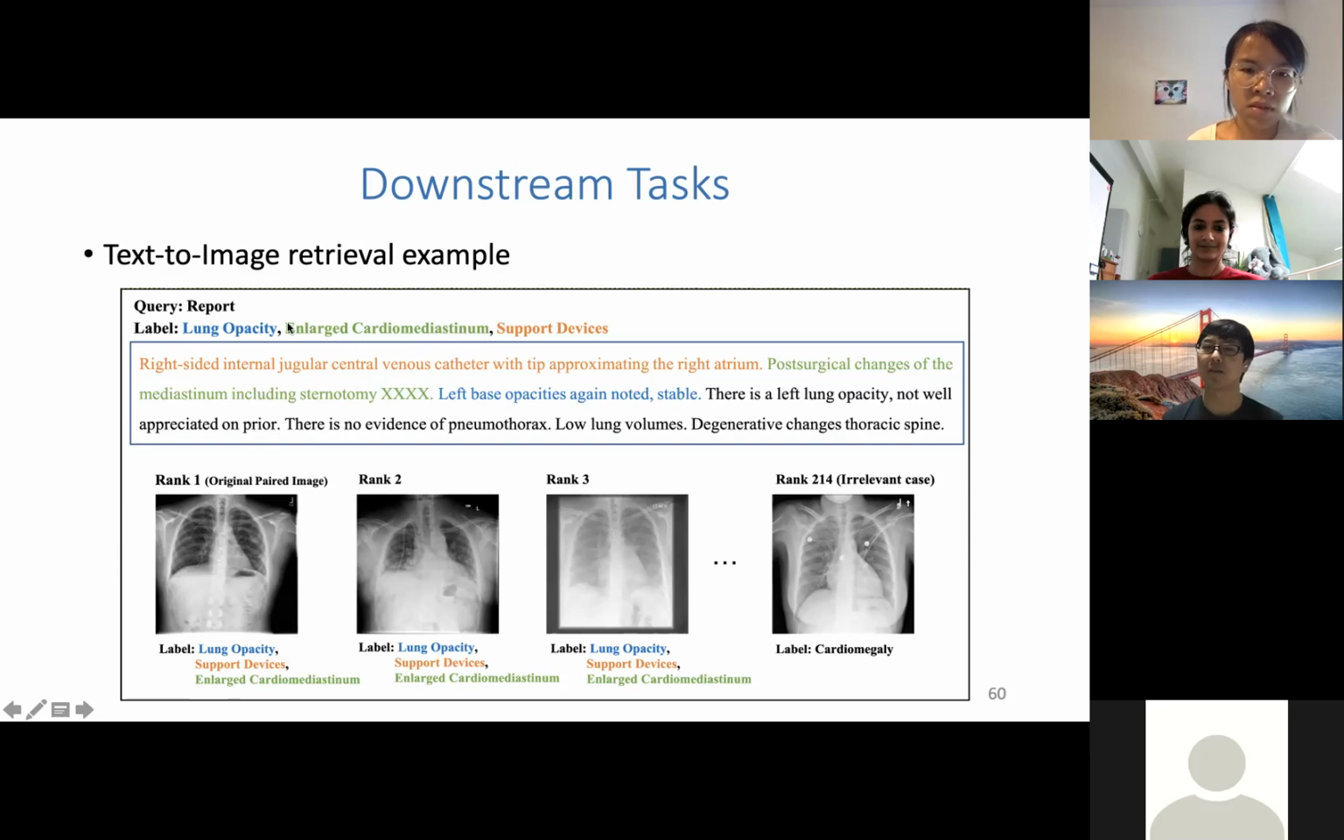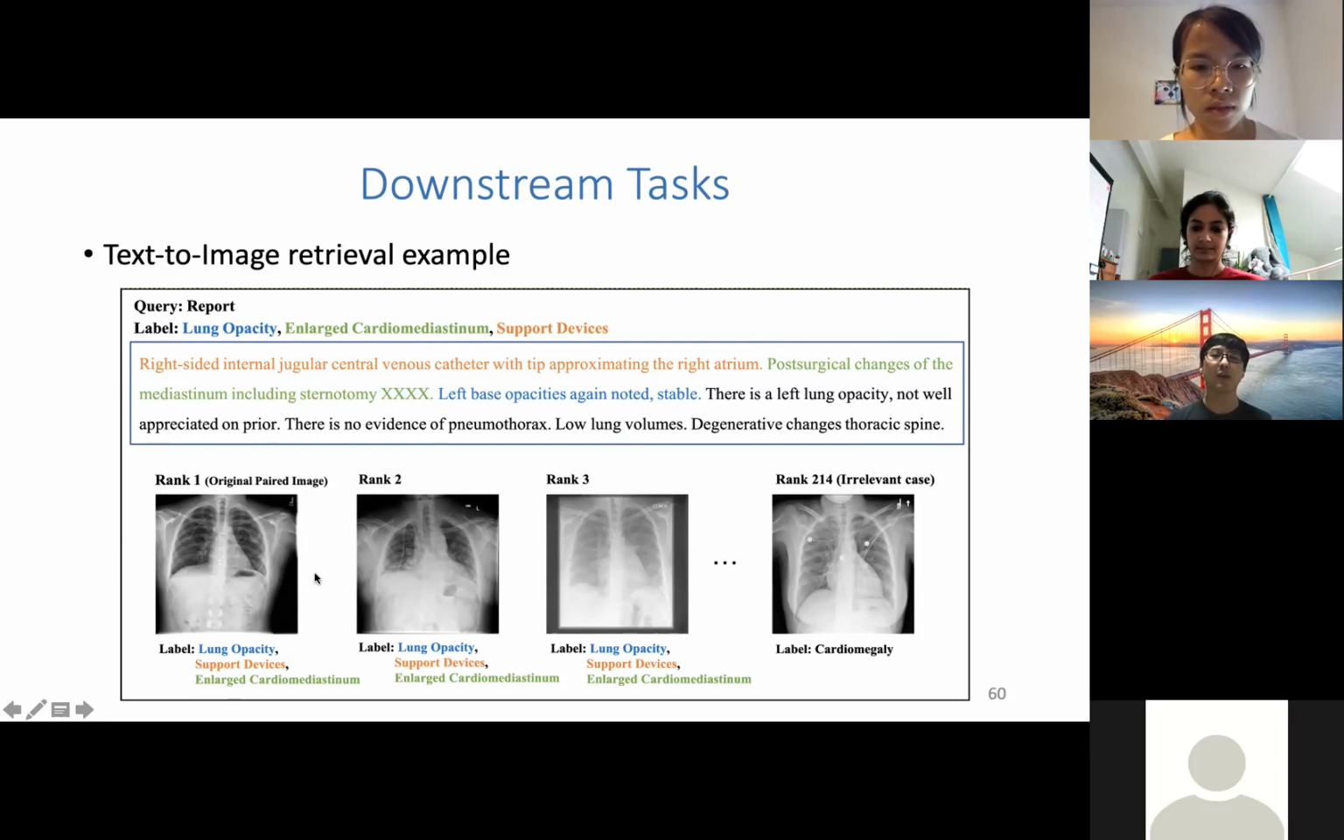I'm not sure what this is. And the blue sentence represents lung opacity. The model retrieved a lot of images, but if you just look at the top 3 and a low-rank example, I'm not a radiologist, so I'm not sure if these 3 images are actually the right images to retrieve. But luckily, the rank 1 image is the actual original paired image to this report. So that is good news. But I'm not sure if rank 2 or rank 3 correspond to this radiology report.